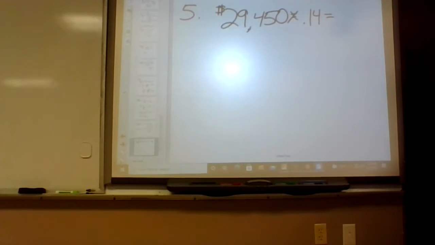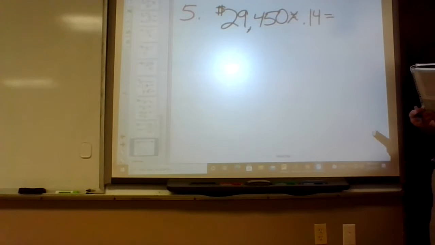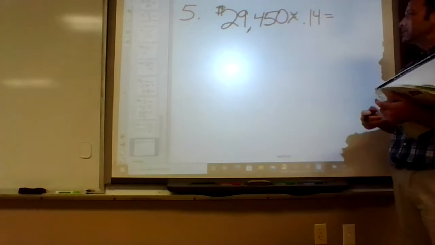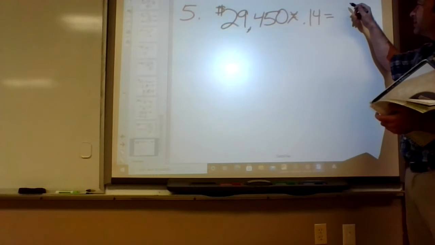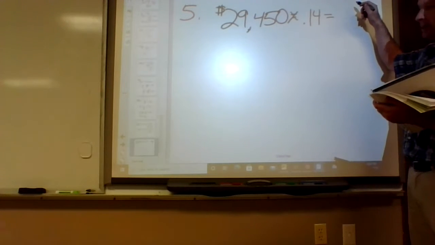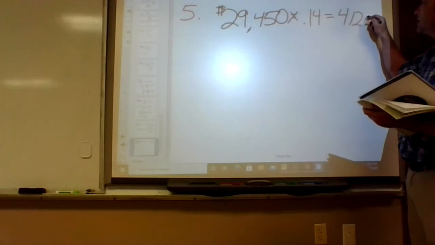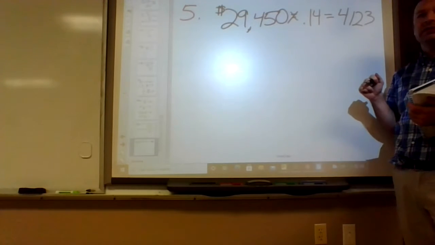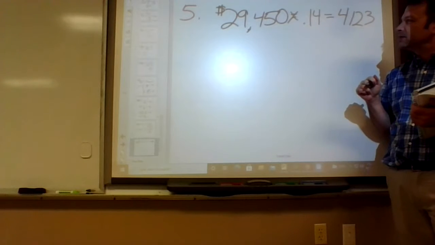Does the directions say where to round it? It says round sales to the nearest dollar, rates to the nearest 10th of a percent. So it doesn't say round it, I guess. What do we get? 4,123. Do you not know how to use a calculator? Here, look. Oh, I divided. I got it.